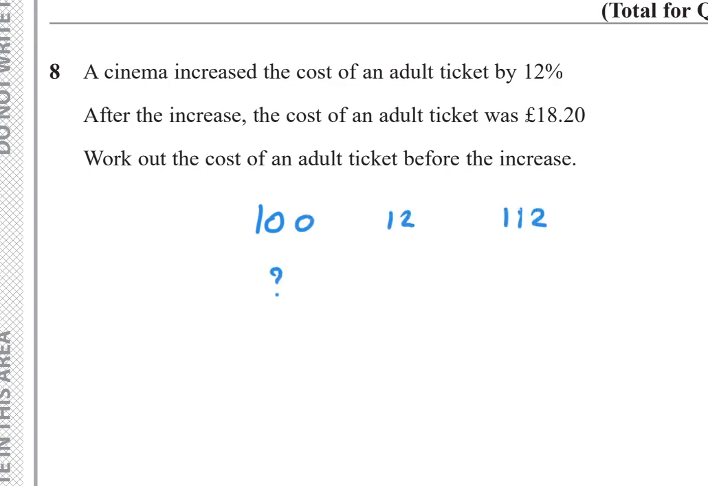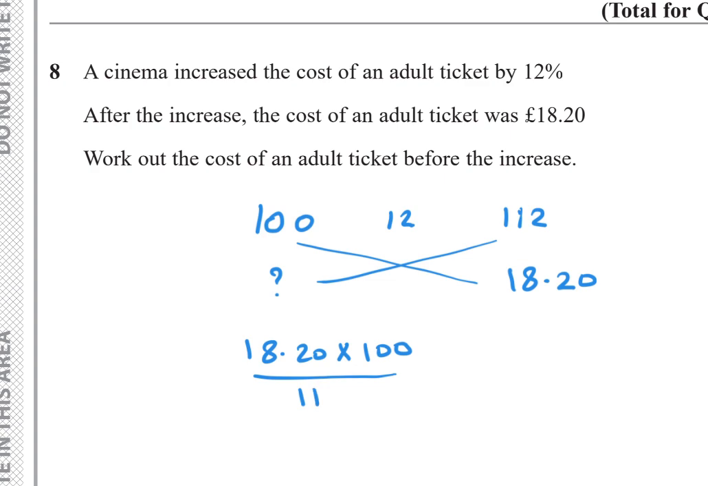We need to find the cost before the increase. After the increase, 18.20. So cross multiply to find the cost before the increase. So 18.20 times 100 divided by 112 equals 16.25.